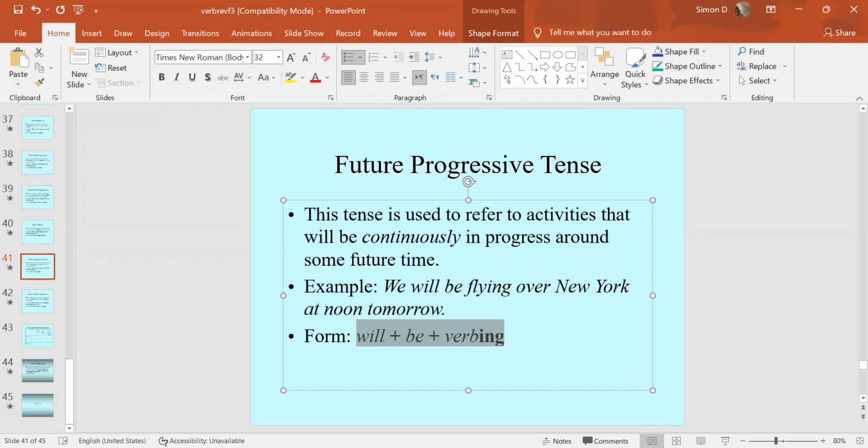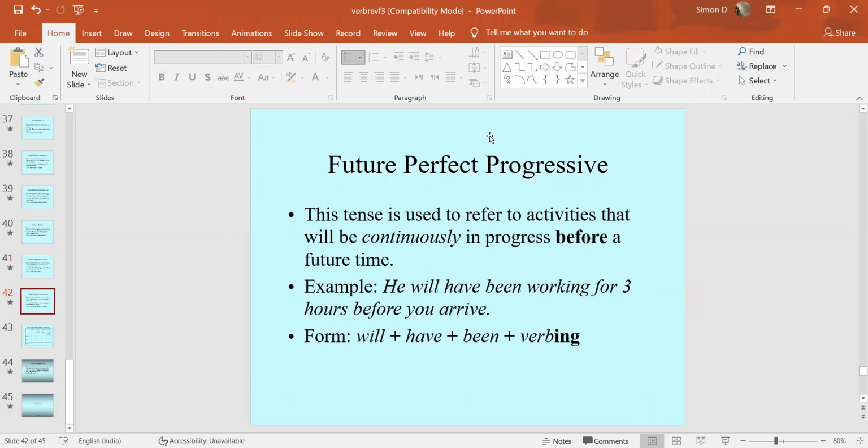Will be plus verb with ing. Will be flying. We will be doing so and so around this time. That's what it means. We will be eating, or flying, or whatever, around tomorrow evening or noon tomorrow or something like that. So we will be doing a continuous action sometime. Now let us go to future perfect progressive.